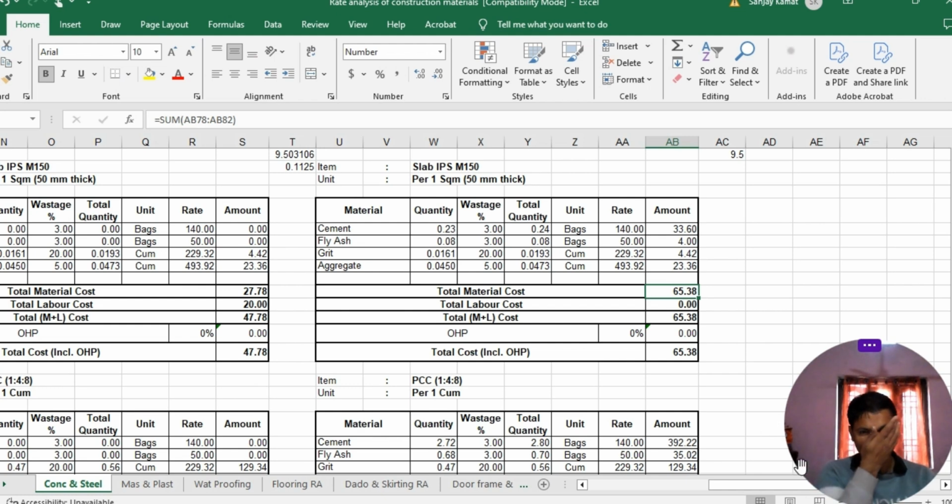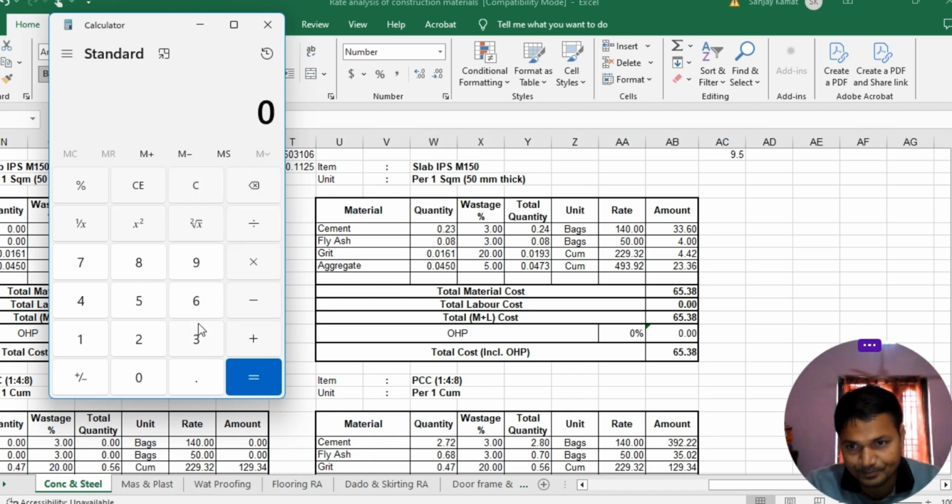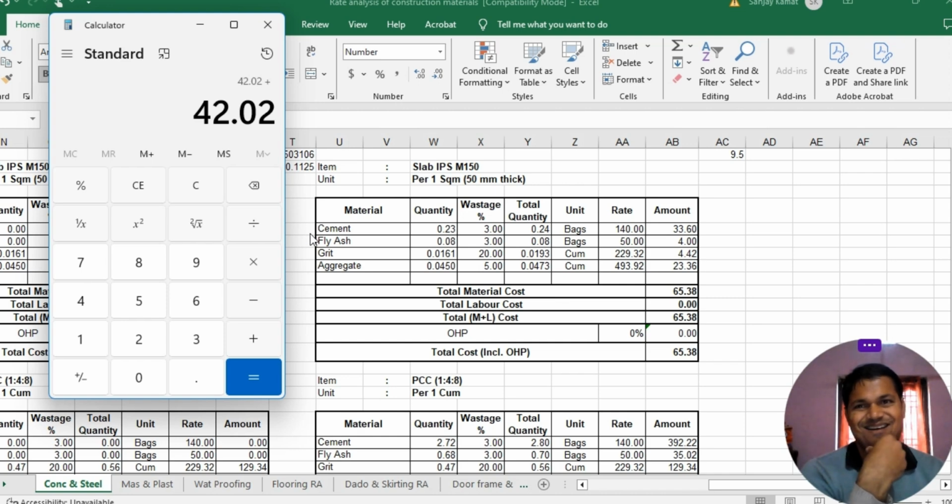So now what is the total material cost? After multiplication, let's check whether it is correct or not. 33.6 plus 4 plus 4.42 plus 23.36 equals 65.38. This is absolutely correct.